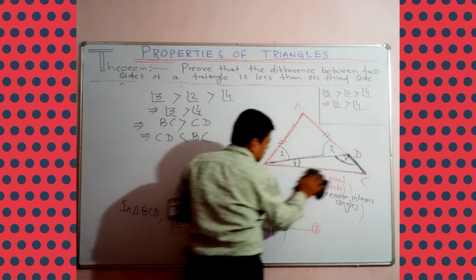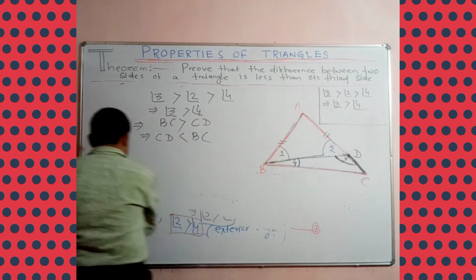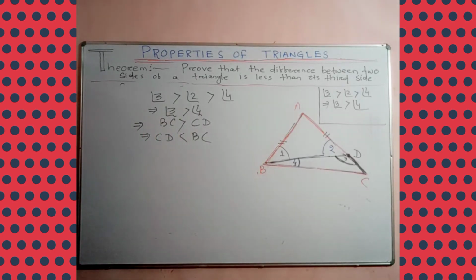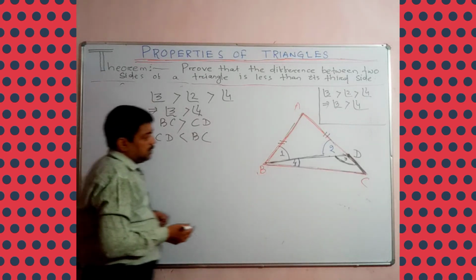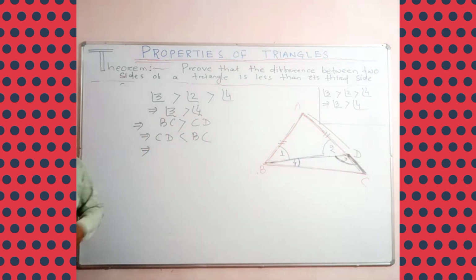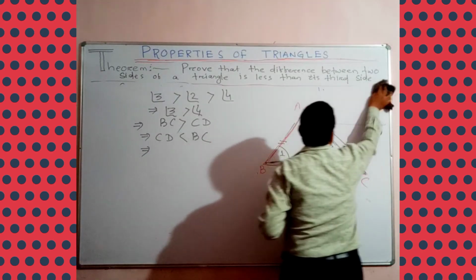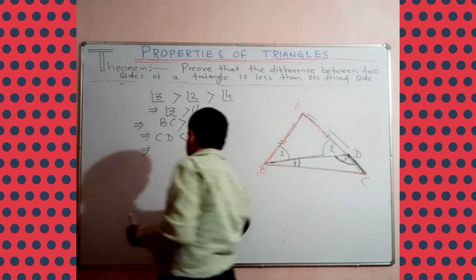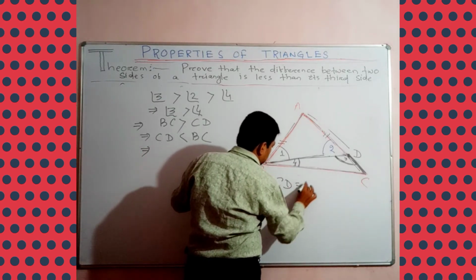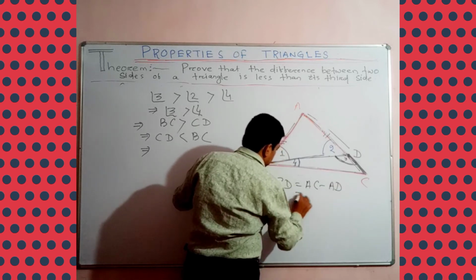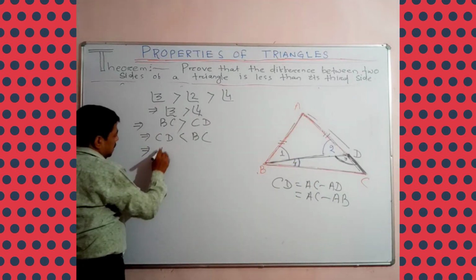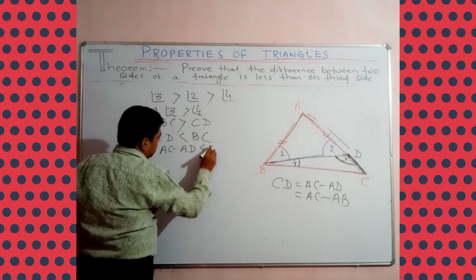Very interesting concept we are discussing, the properties of triangle inequality. Understand? So here you see CD is less than BC. What is CD? CD is equal to the total AC minus AD. Yes or no? So CD is equal to AC minus AD. That implies AC minus AD is less than BC.